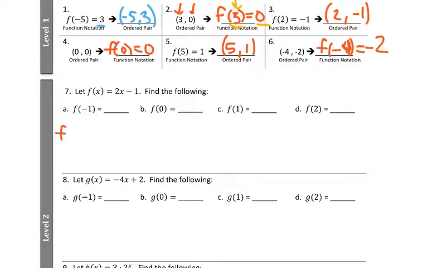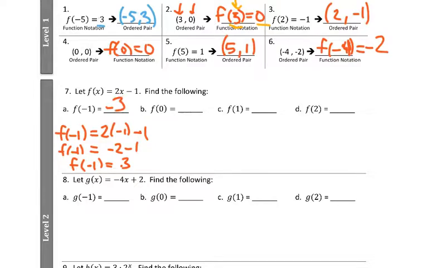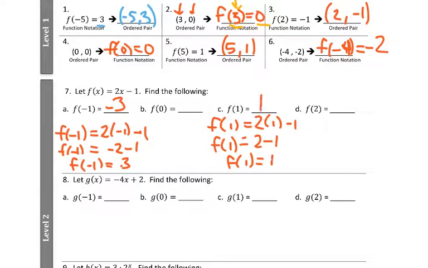So we've got f of negative 1, again I take out the x and I put a negative 1 in its place, equals 2 times negative 1 minus 1. So f of negative 1 is going to equal negative 2 minus 1, and therefore f of negative 1 equals negative 3. Let's go ahead and look at f of 1. So I'm going to take out the x's and put 1's in their place. So f of 1 is going to equal 2 minus 1. So therefore f of 1 equals 1.